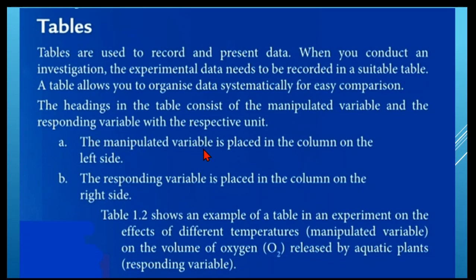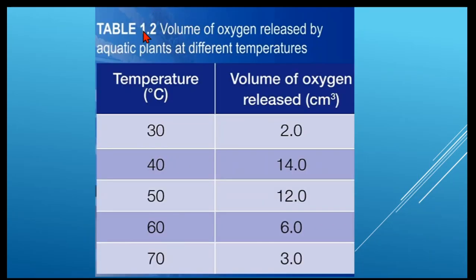The manipulated variable is placed in the column on the left side. So the left side column adalah untuk manipulated variable. Lepas itu right side adalah untuk responding variable. For example, this is a table of volume of oxygen released by aquatic plants at different temperature. So different temperature, this is the manipulated variable, so you put it at the left side, first column, temperature with the unit. And this is the responding variable, volume of oxygen released, in cubic centimeter, untuk isi padu volume. So with the unit.